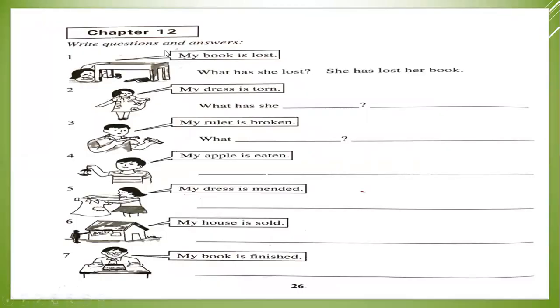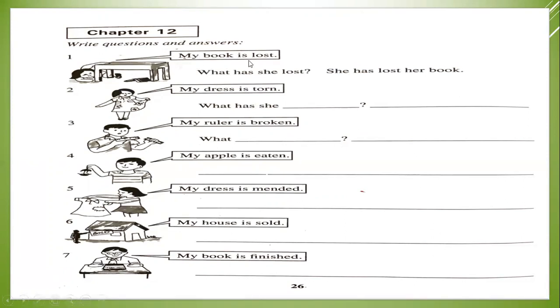Chapter 12. Write questions and answers. You have to complete the questions as they have given you an example, then answer it. It's a workbook, so it's your job, it's your duty to write it on your own because we have already learned all the things in the book. So in the workbook, you will do it on your own. I will give you only one example here.